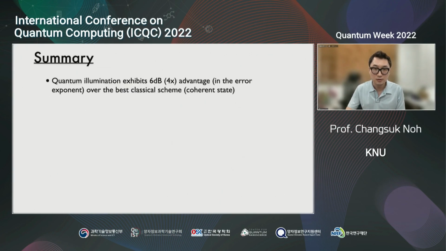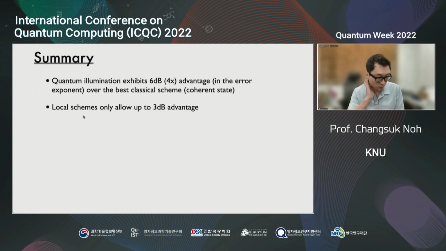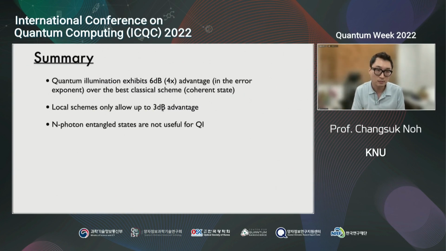So that's the end of my talk, and I'll summarize. Quantum illumination exhibits a 6 dB advantage in the error exponent, a 4 times advantage, over the best classical scheme. The local schemes, the ones we used with quantum Fisher information, only allow up to 3 dB advantage. And photon-number entangled states, contrary to what we expected, are not useful for quantum illumination.